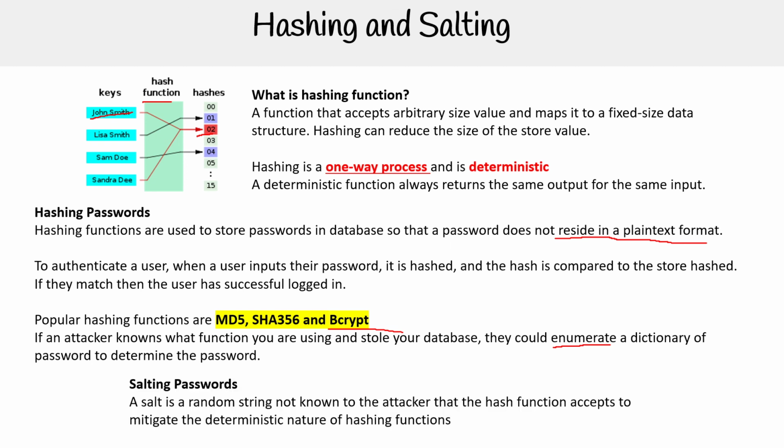So a salt is a random string not known to the attacker that the hash function accepts to mitigate the deterministic nature of hashing functions. Okay, so that is hashing and salting.